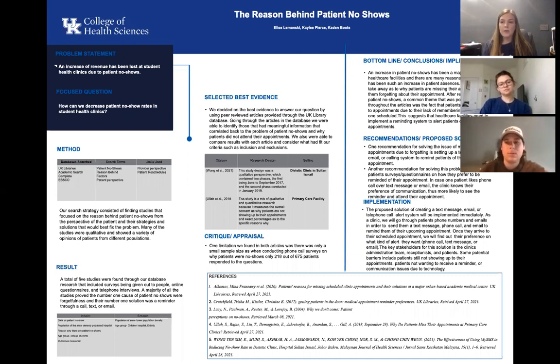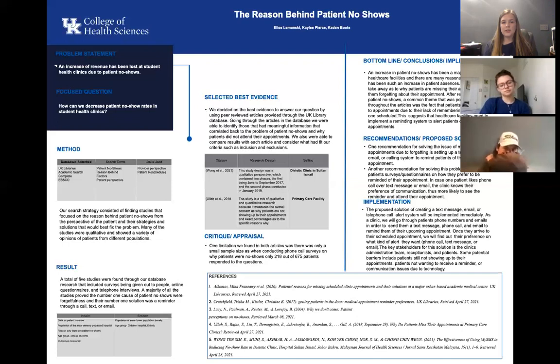Our method was to search through our databases from UK libraries using the Academic Search Complete and the EBSCO source. We tried to use search terms related to the patient's perspective and patient no-shows, the reason behind it, and the factors of their absences. We tried to limit the use of the provider's perspective and patients that reschedule their appointments, to just use patients that didn't show up for their appointments.